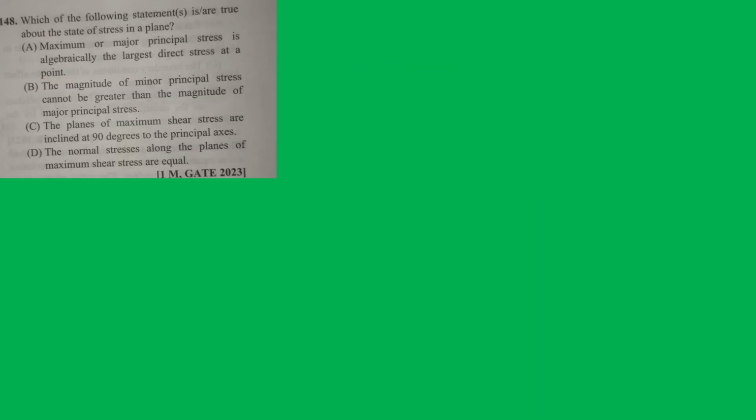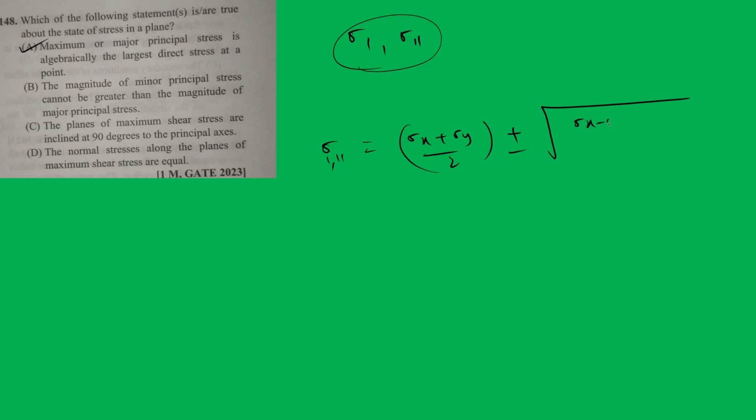Okay, easy. Now there is another question: which of the following statements are true about the state of stress in a plane? Maximum or major principal stress is algebraically the largest direct stress at a point. Correct. So you know sigma 1 and sigma 2, and the formula we have for sigma 1, 2 is sigma x plus sigma y by 2 plus minus under root of sigma x minus sigma y by 2 whole square plus tau xy whole square.